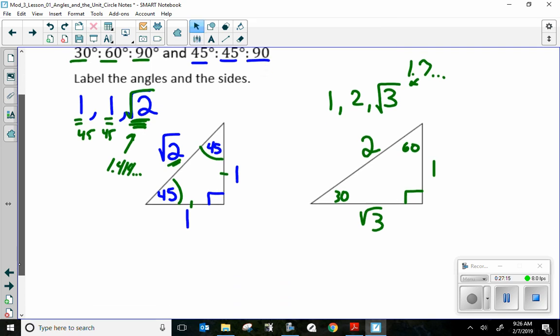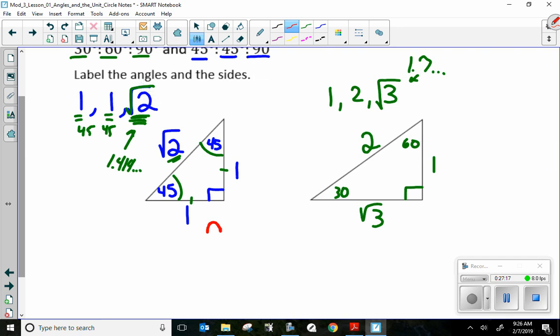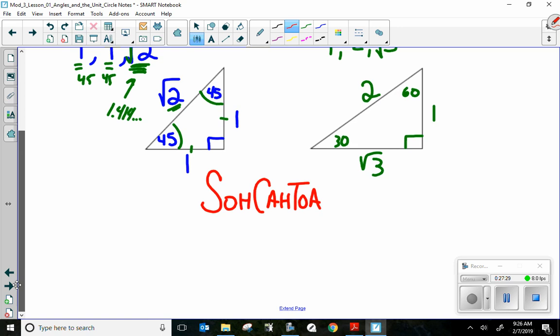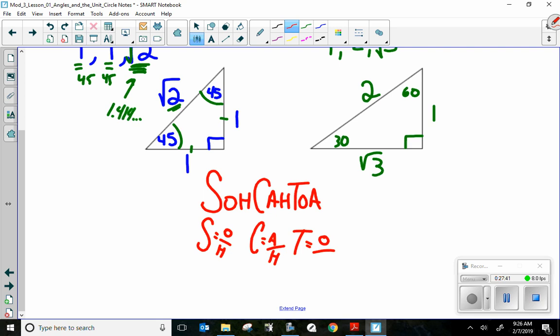Let me explain something to you, children. SOHCAHTOA. They're important for trig because sine equals opposite over hypotenuse. Okay. Cosine equals adjacent over hypotenuse. And tangent equals opposite over adjacent.